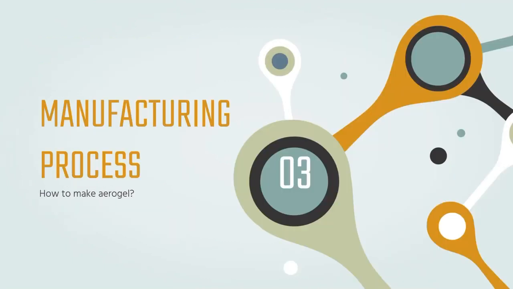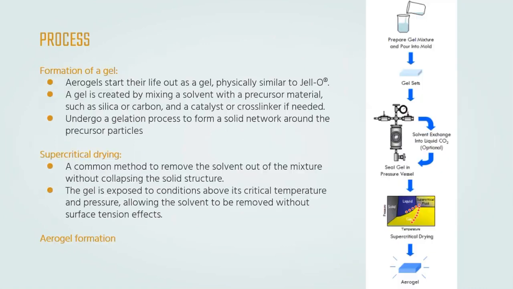Now let's move to the manufacturing process of how to make an aerogel. An aerogel starts its life as a gel, physically similar to jello, which we eat. A gel is created by mixing a solvent with a precursor material such as silica or carbon, and a catalyst if needed. The mixture then undergoes a gelation process to form a solid network around the precursor particles.